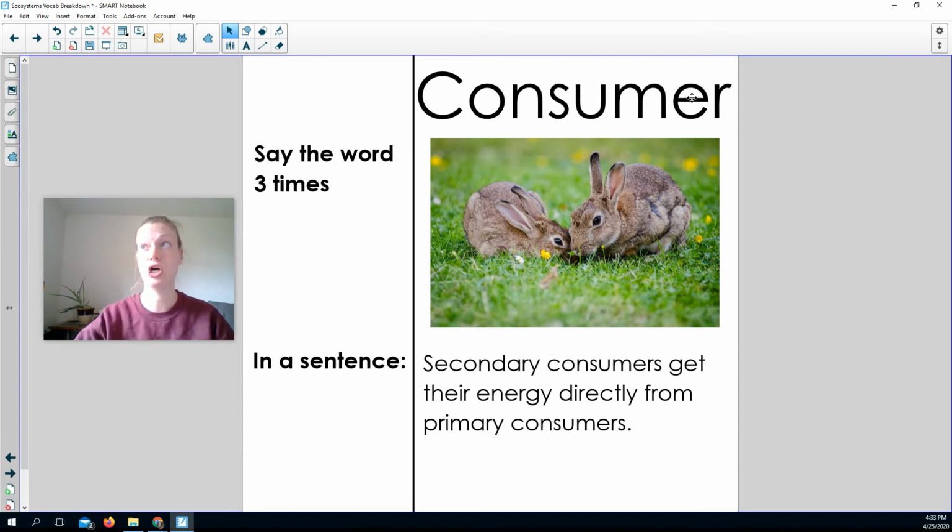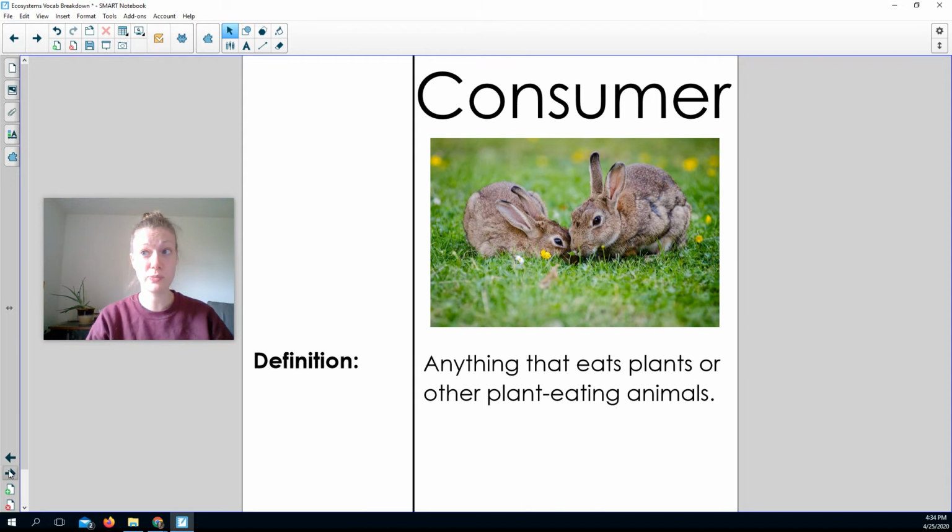Next word, consumer. Let's say the word 3 times. Consumer, consumer, consumer. In a sentence, you might see, secondary consumers get their energy directly from primary consumers. We will be talking more about secondary, primary, and even tertiary consumers in the weeks coming along, but we're not there quite yet, so let's get there together. The definition of a consumer is anything that eats plants or other plant-eating animals. You could also say that this is anything that is not a producer because they don't make their own food, so they have to get it from somewhere else.